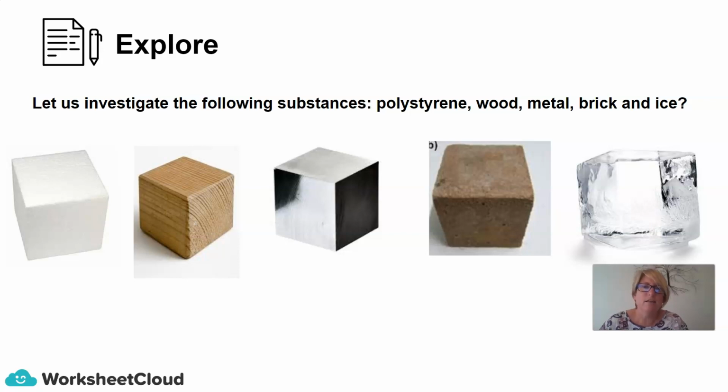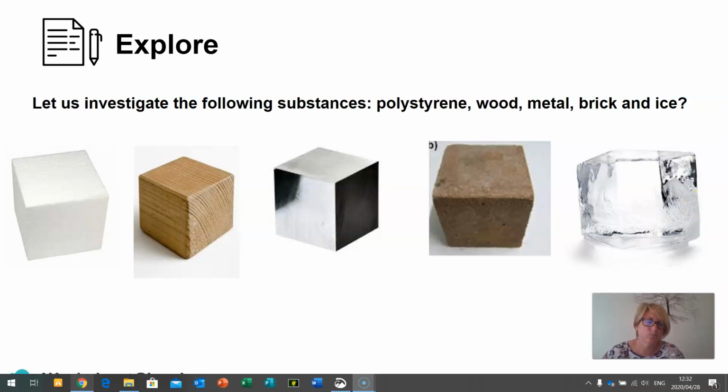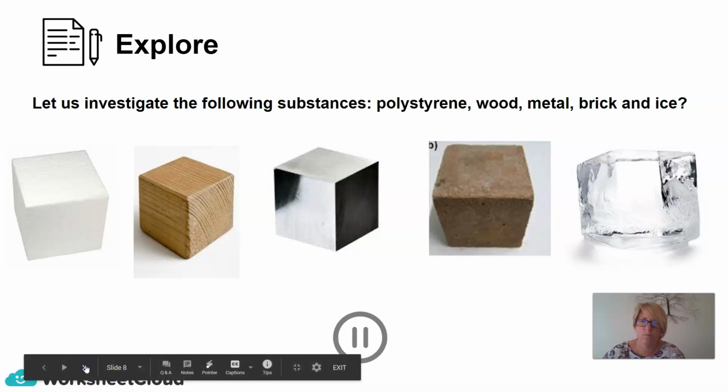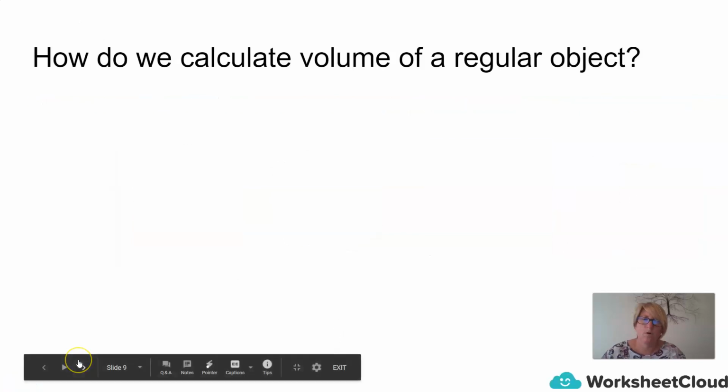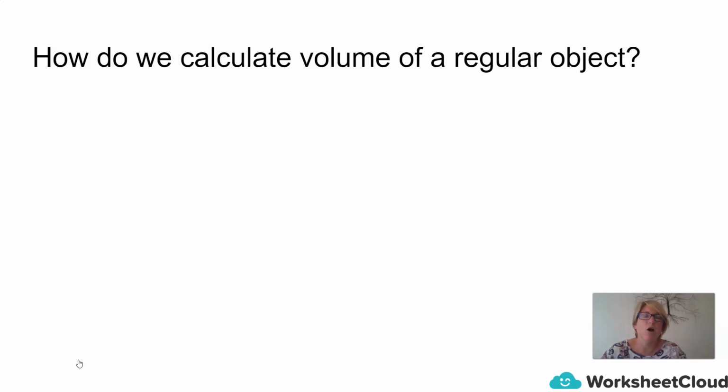Let us investigate the following substances. We have polystyrene, wood, metal, a brick, and ice. So I want to work out, how do we calculate the volume of a regular object?